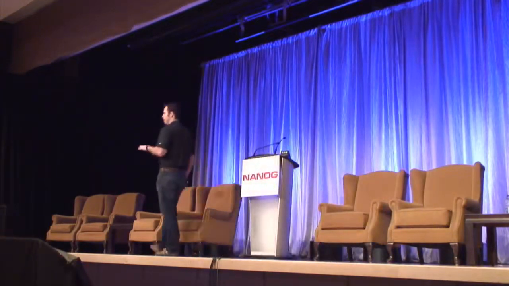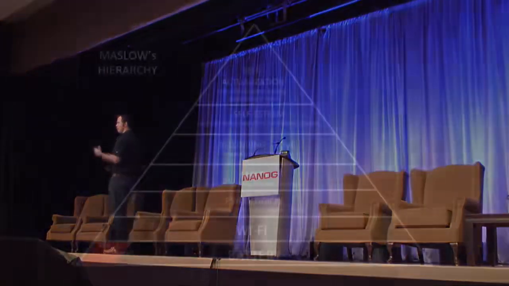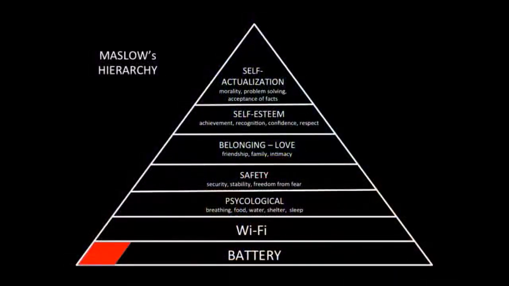In around the 1950s, Abraham Maslow came up with a theory to understand human self-fulfillment, and when basic needs were met, you can move your way up the pyramid. In today's day and age, first you need battery to power your device, and then you need Wi-Fi to get connected to the network.